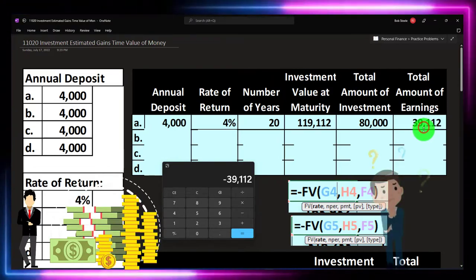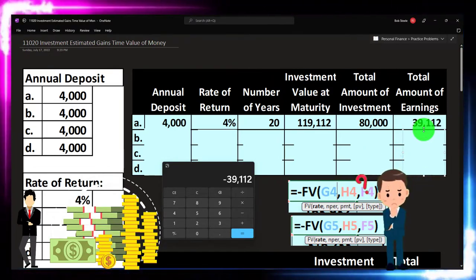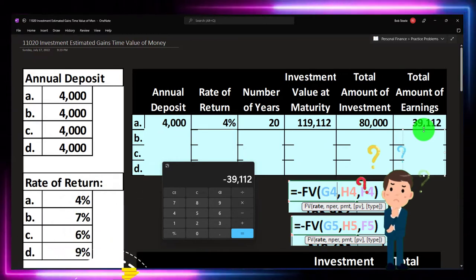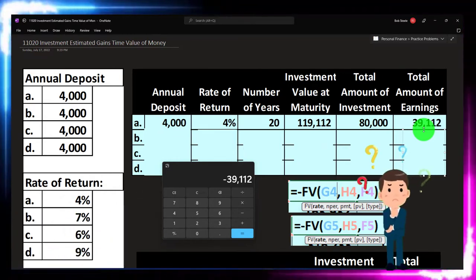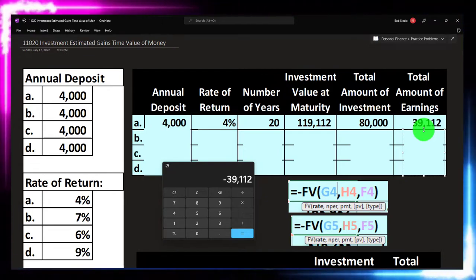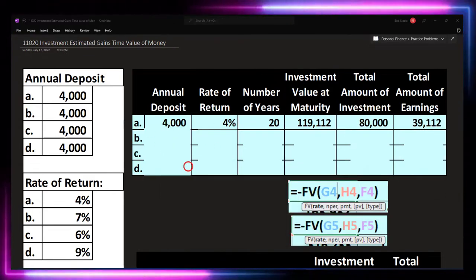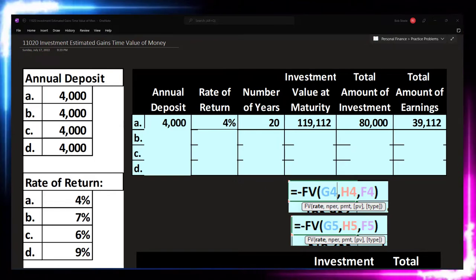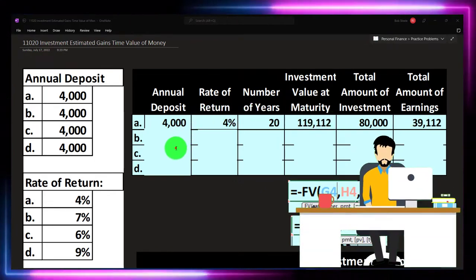Again, how did we earn that? Well, if it was bonds, it might be the interest that we had. If we were in stocks, it might be the growth in the value of the stock and/or dividends that we're receiving that are accumulating. So there's that. Let's try it again.